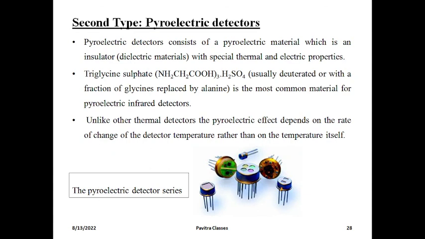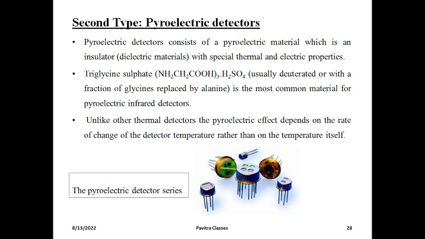Next are the pyroelectric detectors. These consist of pyroelectric materials, insulators, dielectric materials with special thermal and electrical properties. Among the previous ones, the bolometer, thermopile and thermocouples, which are thermal detectors, respond to heat only. In the pyroelectric detector, thermal properties and also electrical properties come into play, combining the pyroelectric, thermal and electrical properties.